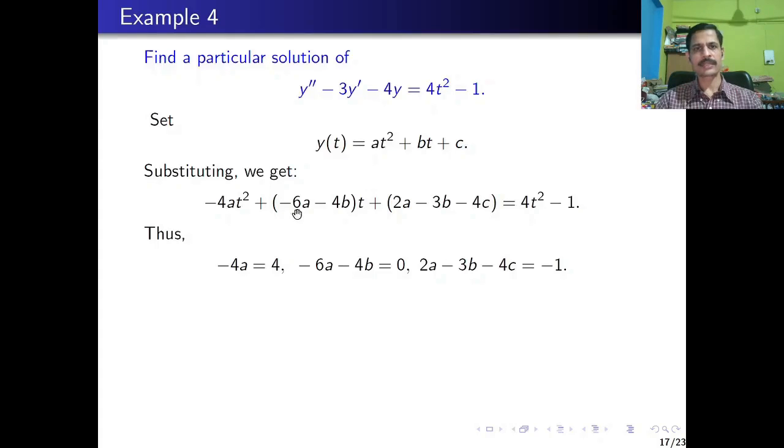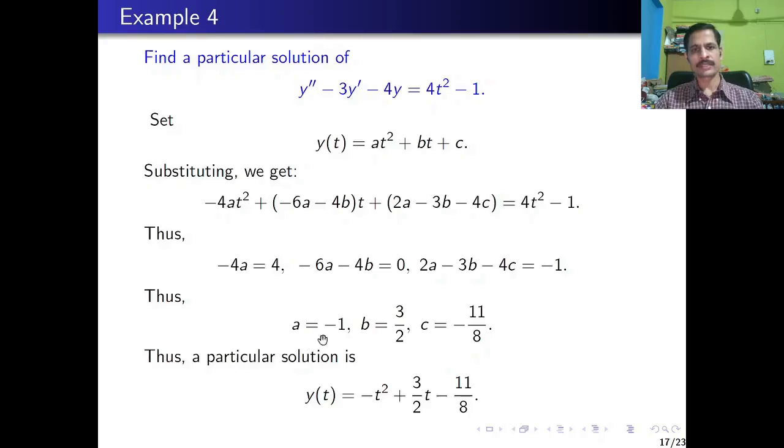So we collect the coefficient of t square and equate it to 0. We collect the coefficient of t and equate it to 0. And we collect the constants and equate it to 0. Then we solve this system of equations and we get a is equal to minus 1, b is equal to 3 by 2 and c is equal to 11 by 8.